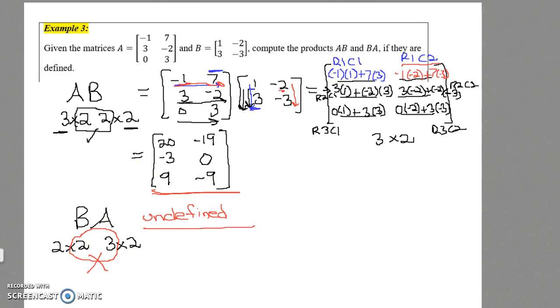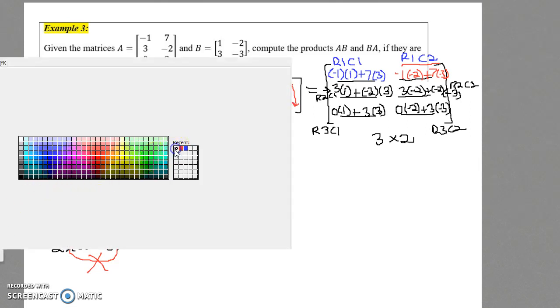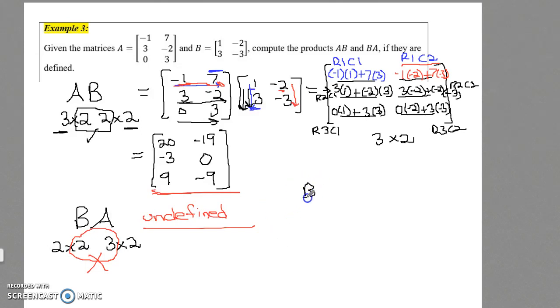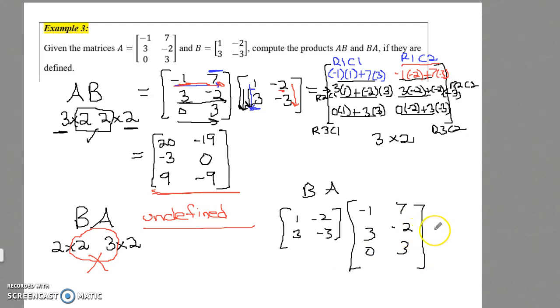Looking a little more closely at why B times A is undefined, let me write it out. So suppose we actually bothered to copy down B times A. 1, 3, 0, 7, negative 2, 3. Okay, here we go. So suppose I actually tried to start working on this product the same way I did up above. So go across the row and down the column, starting with row 1, column 1. Then I would start with 1 times negative 1 plus negative 2 times 3.